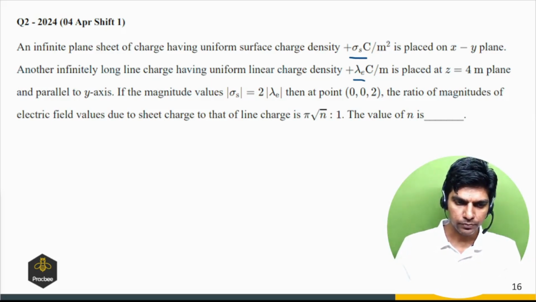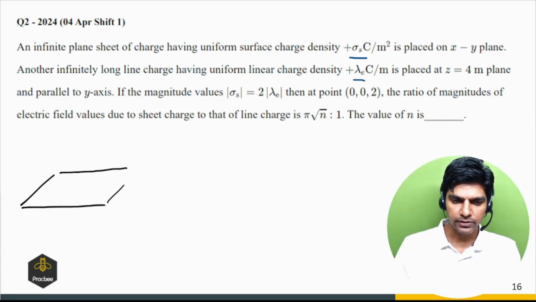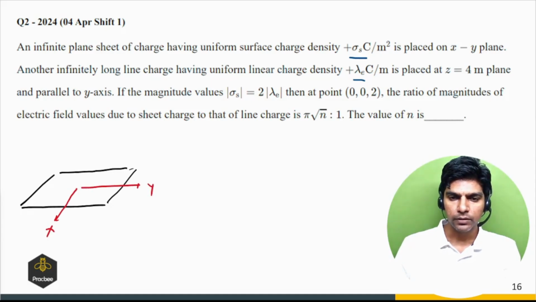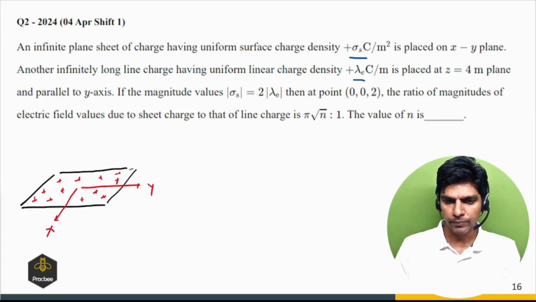So we have given an infinite sheet, which lies in the xy plane. Let us take this as x and this as y, and it has a positive charge. Now due to this positive charge, there will be electric field everywhere. And there is an infinite long line charge having linear charge density lambda e coulomb per meter placed at z equals to 4.